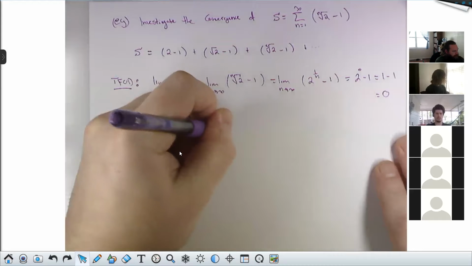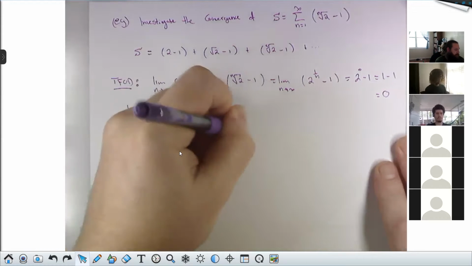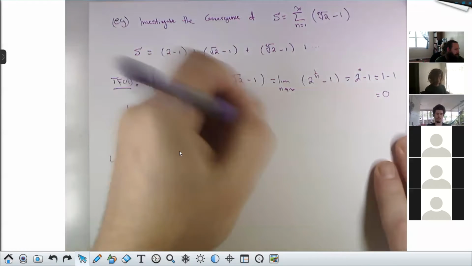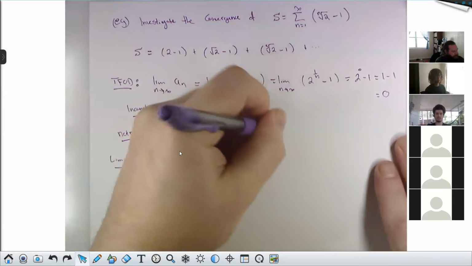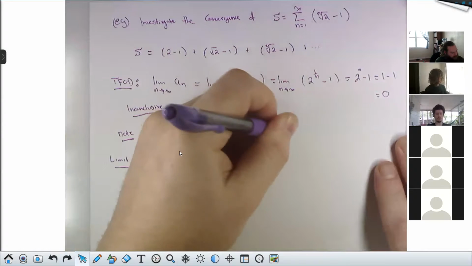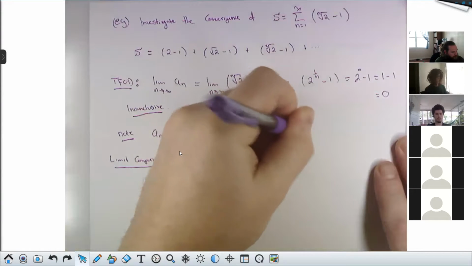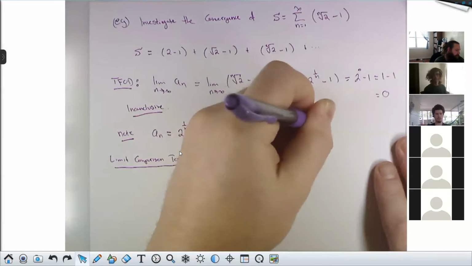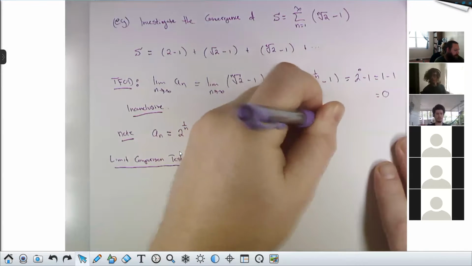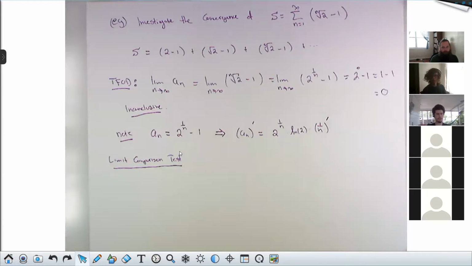And my hint is that since an looks like this, an primed, the derivative of an has 2 to the 1 over n times the natural log of 2 times the derivative of 1 over n. All right, because 2 to the x, its derivative is 2 to the x natural log of 2. We talked about that earlier today. So by the chain rule, you would have 2 to that stuff times the natural log of 2 times the derivative of the stuff inside.